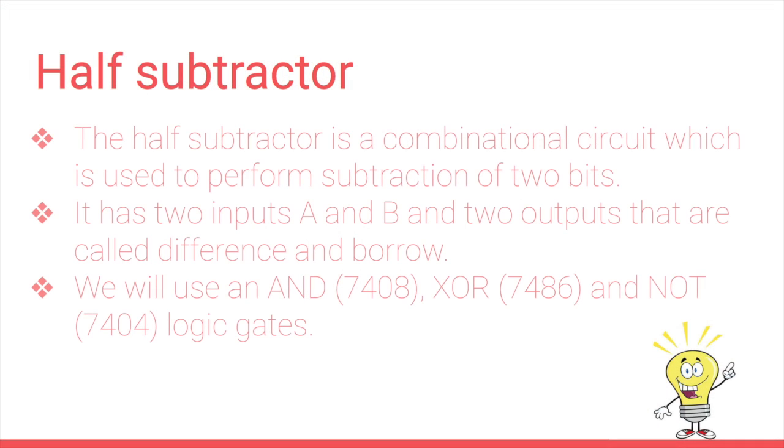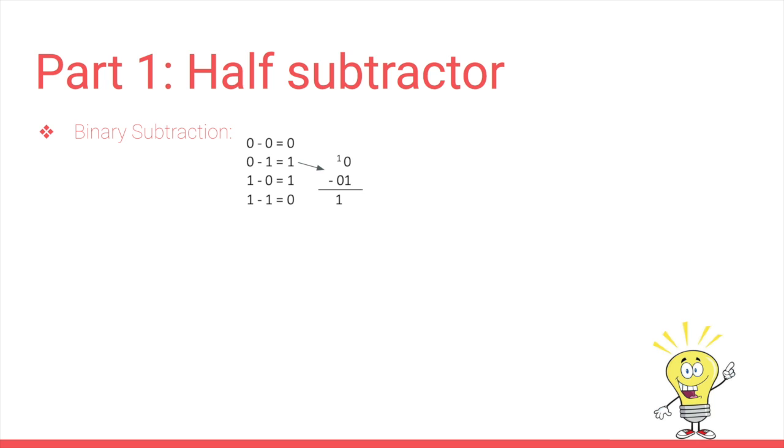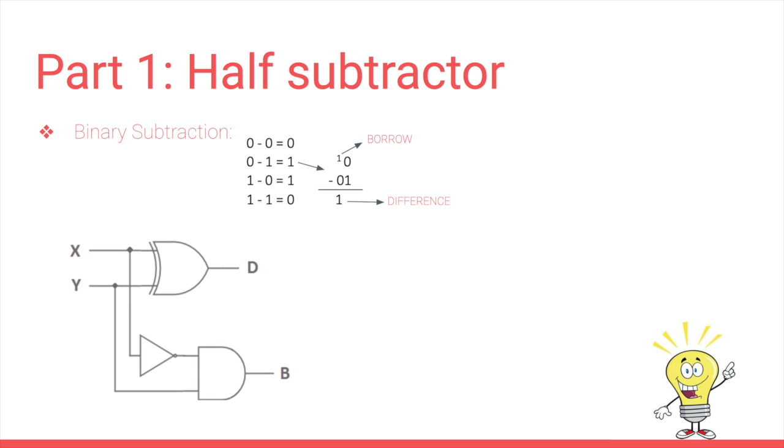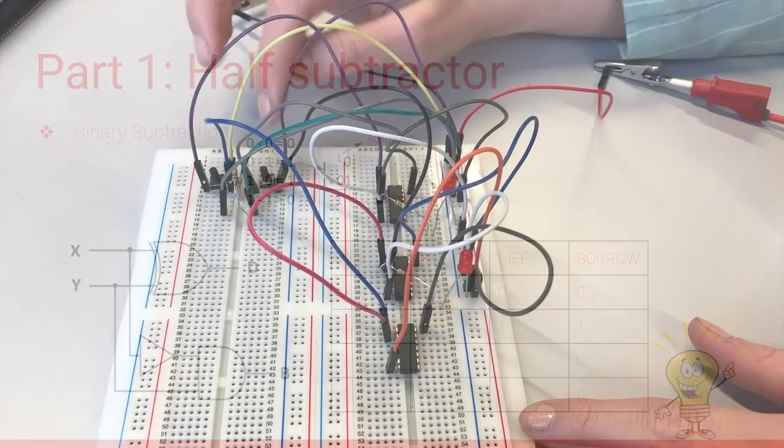The half subtractor is a combinational circuit which is used to perform subtraction of 2 bits. It has 2 inputs A and B and 2 outputs that are called difference and borrow. We will use AND, XOR and NOT logic gates. Here you can see how binary subtractor gives you borrow and the difference. As well, you can see the structure of the half subtractor and the truth table for it.